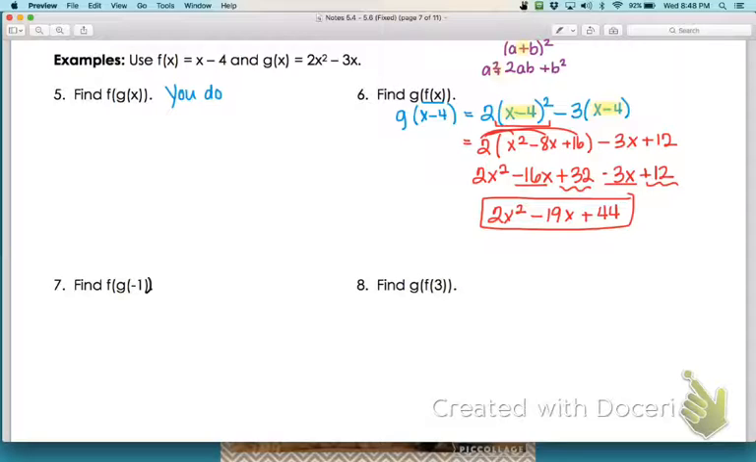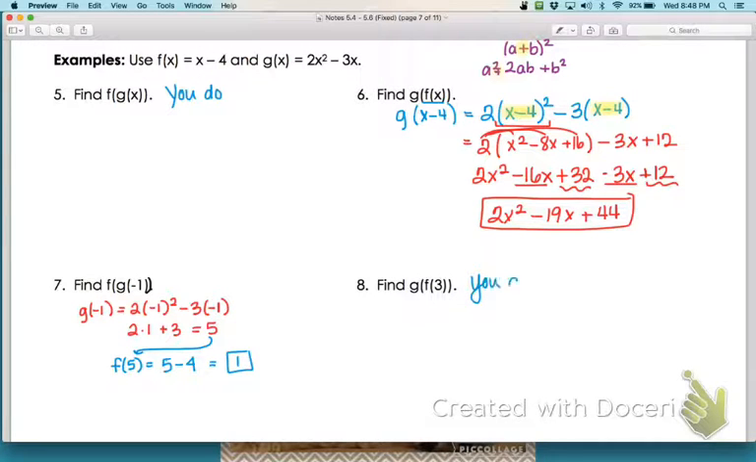So we want f of g of negative 1. So that means we work from the inside out. We're going to start with g of negative 1, which means I want 2 times negative 1 squared minus 3 times negative 1. Well, that's 2 times 1 plus 3, which is just going to be 5. And now we take the 5, and now we want f of 5. And f is easy. It's just x minus 4, so we just get 1. Okay? So I would like for you to do number 8 as well.